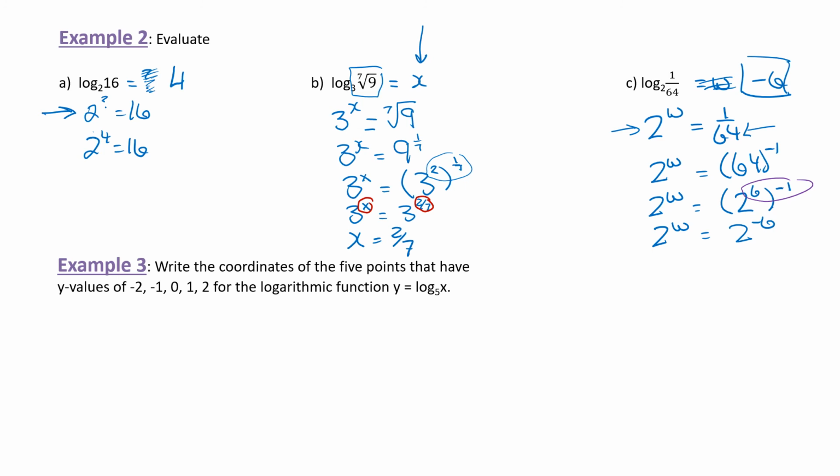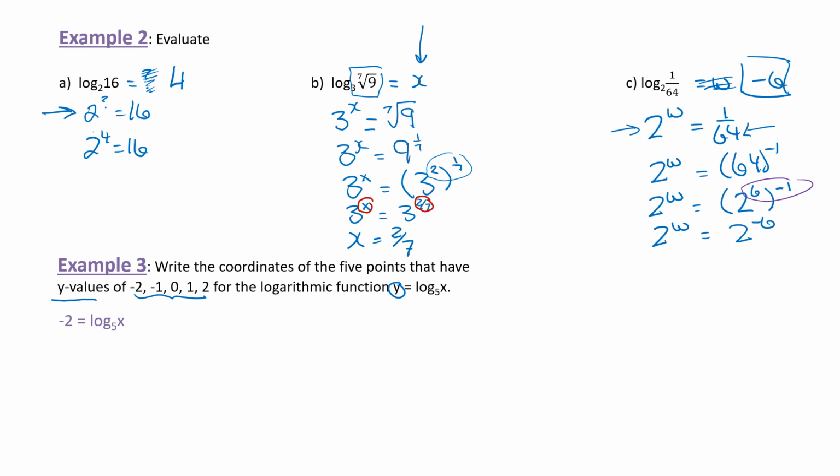Next, example 3. This is our last example. Write the coordinates of the 5 points that have these y values for that logarithmic function. What are they talking about here? These are y values. These are all y values. And here's a y. So the first thing I'm going to do is replace first the negative 2 is going to go there. I'm not going to solve it yet. I'm just going to lay out the question for you.